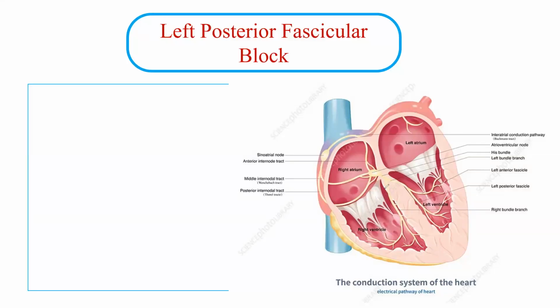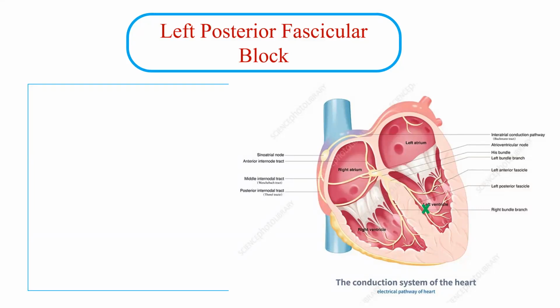Now let's talk about left posterior fascicular block. As we know, the left bundle is divided into the left anterior fascicle and the left posterior fascicle. Now, let's say there is a block in the left posterior fascicle. So the electricity will reach the left ventricle through the left anterior fascicle.